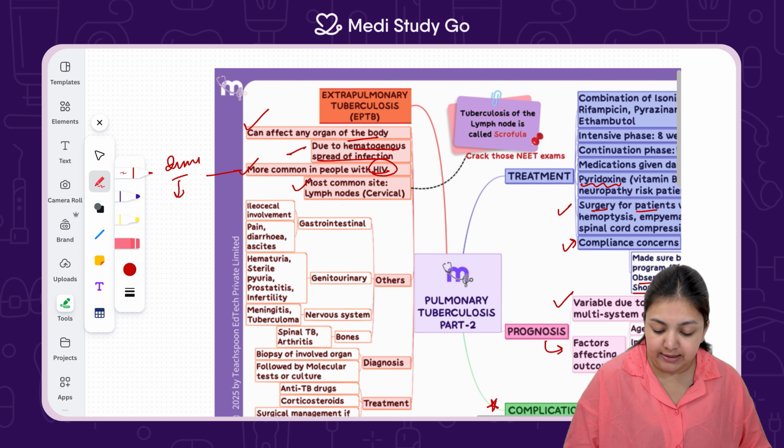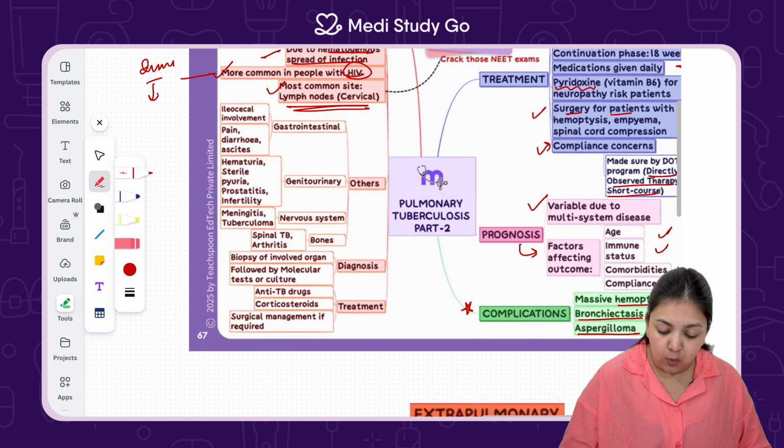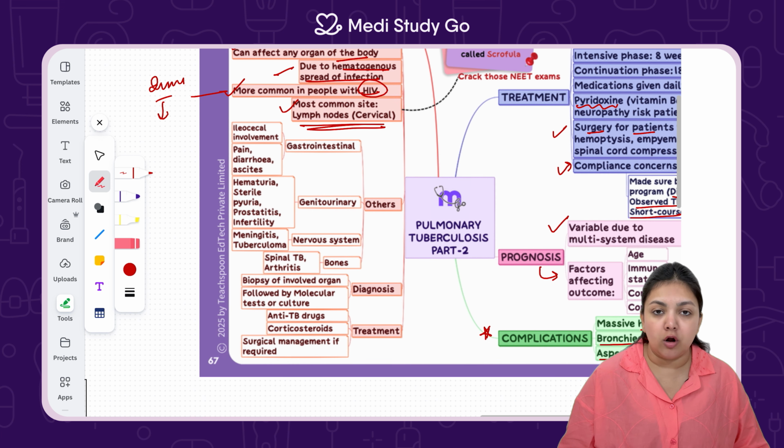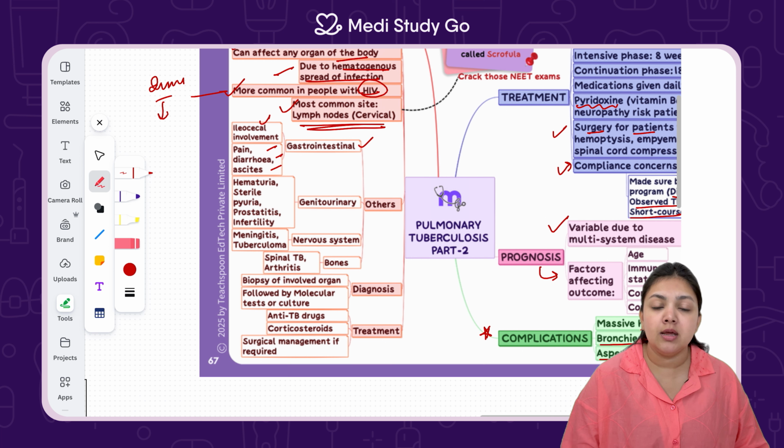The most common site are the cervical lymph nodes because they always try to fight against the infection which is present in the body. Now, what all organ systems can get involved where TB bacilli can reach? It is gastrointestinal, wherein ileocecal involvement can happen and it leads to pain, diarrhea, and ascites, wherein fluid collection and retention happens in the abdomen.